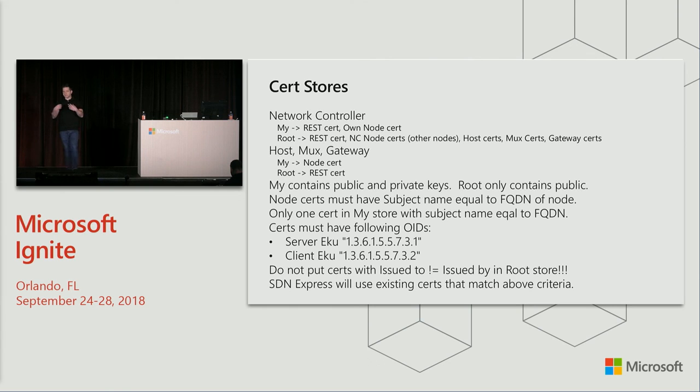But then when it gets an encrypted packet, an SSL encrypted packet from somewhere else, and it needs to look up to see, hey, do I trust this other machine? Then it looks in the root store for those. So in the network controller, you'll pretty much see certs in the root store from every other component because it has to talk to everybody. All the other components, the other way around, they need their own certificate in the My store. But in the root store, they only need the REST certificate of the network controller, because that's really the only other component that they need to trust.